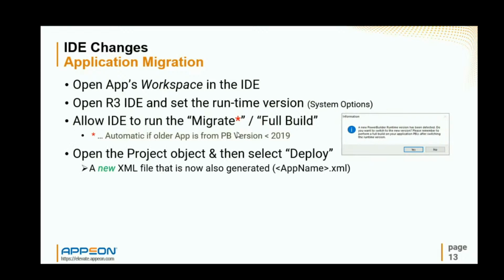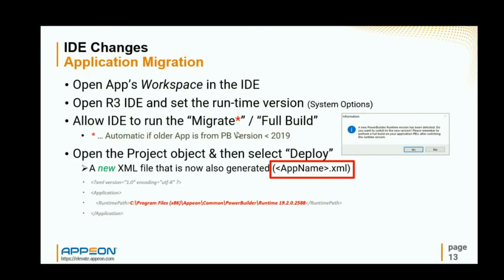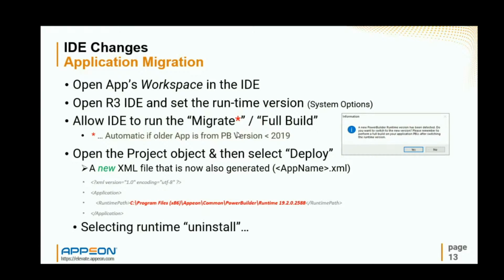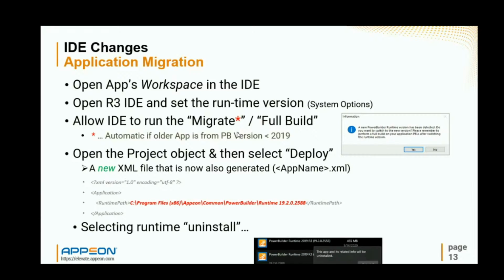Open the project object and then select Deploy. Notice that there will be a new XML file. The format of that is the application name that you've defined in the project for the executable with the suffix .xml. This XML file has the runtime path. In this example here, you can see a path to the runtime build 2588, which is what I'm using here in this particular presentation.